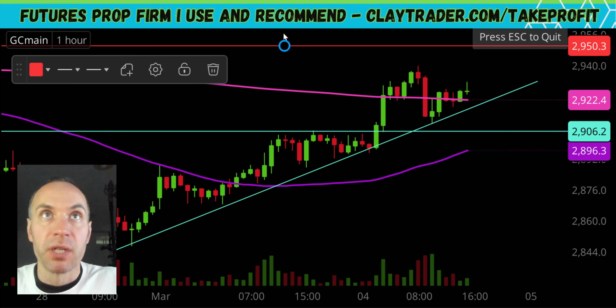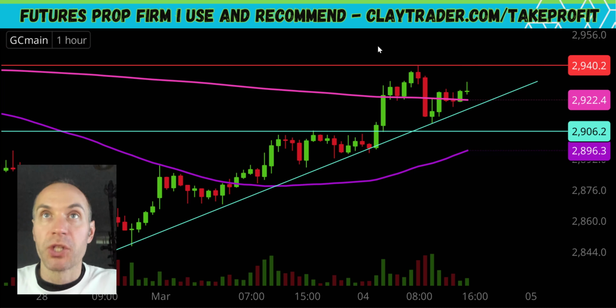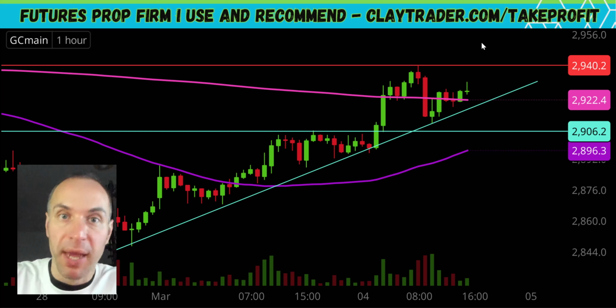In terms of levels of resistance, the key battleground moving forward in the next session is right up there around 29.40. But all in all, this nice upwards bounce over the past few sessions remains intact.